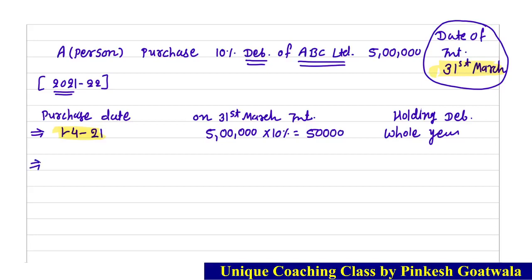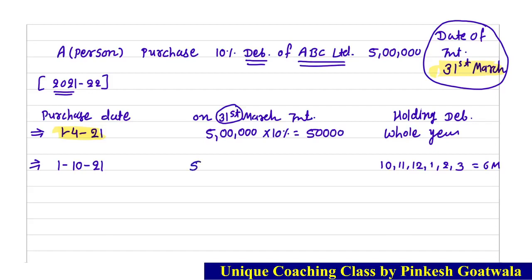Suppose here I told you we take a different date and see what effect it has. Suppose his purchase date is 1/10/21. In that case, tell me how many months he holds this debenture. So he purchased on 1/10 and the date of interest is 31st March. So he is holding this debenture 10, 11, 12, 1st, 2nd, 3rd, means 6 months. 6 month માટે debenture holding કરે છે.